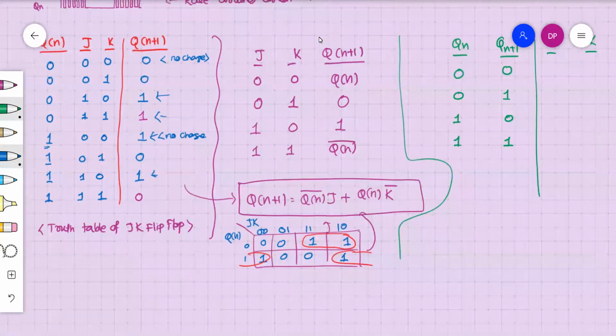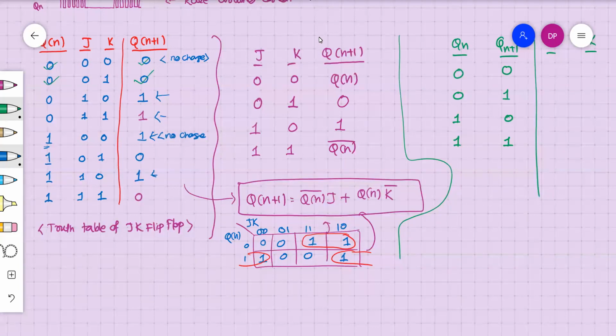When Qn is 0, Qn plus 1 is 0. This case and this case. What is the J and K? J is 0, K is either 0 or 1. Right. So what we can write for these cases? J is 0, K is don't care.